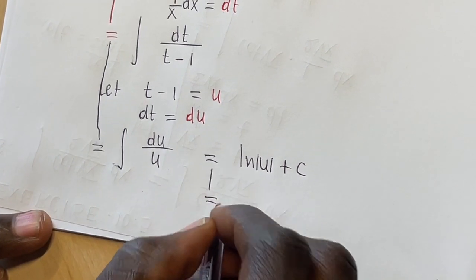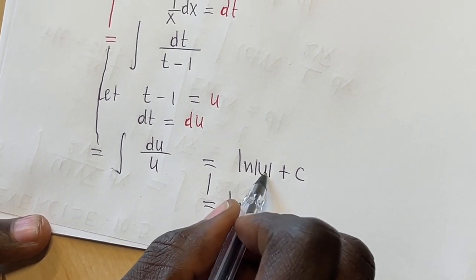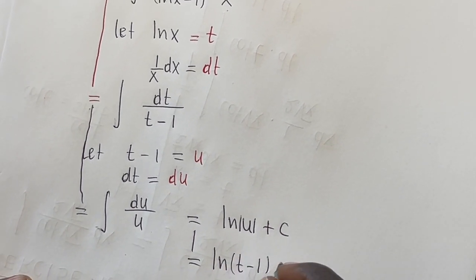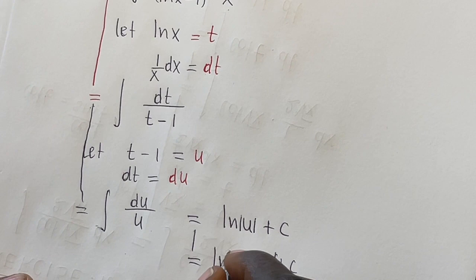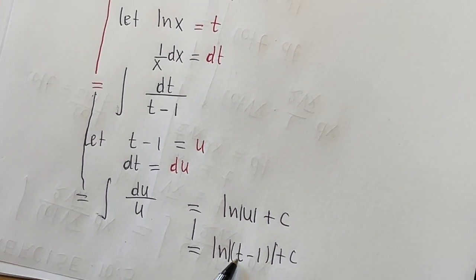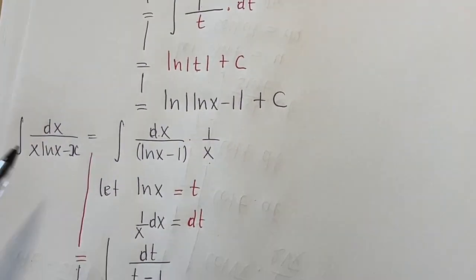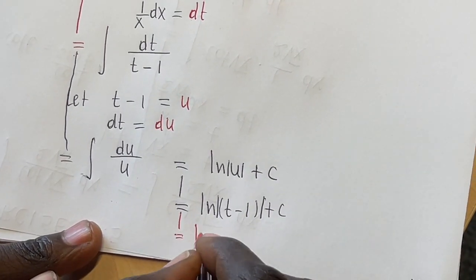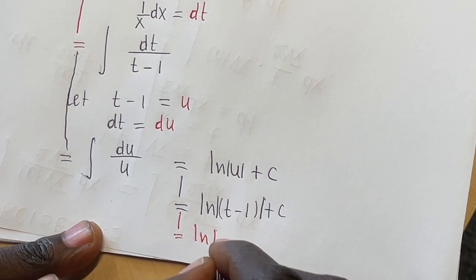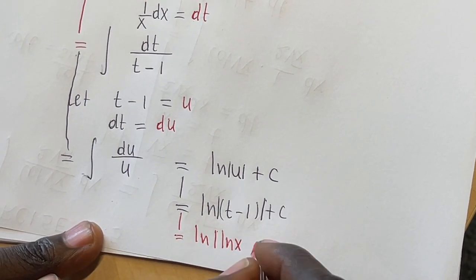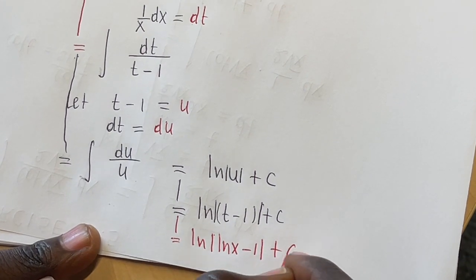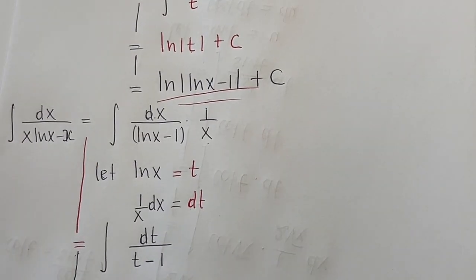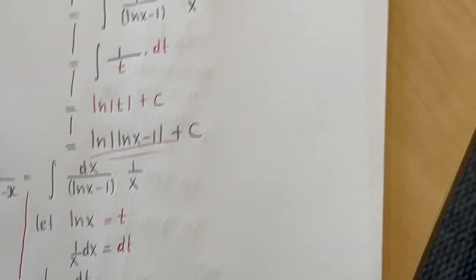So now we're going to have ln of u. What is u? We already said u is t minus 1, and then plus c. Now guys, what is t? We already said t is ln of x. So the final answer is going to be ln, open your absolute value, ln of x minus 1, plus c. And if you check, this answer is exactly the same as that one. Let's solve the rest of the questions.